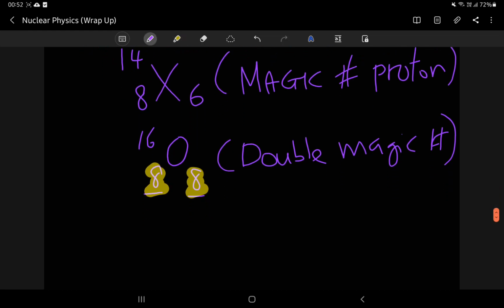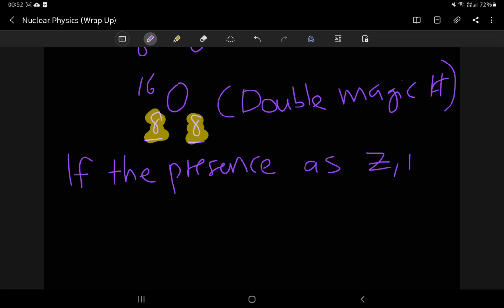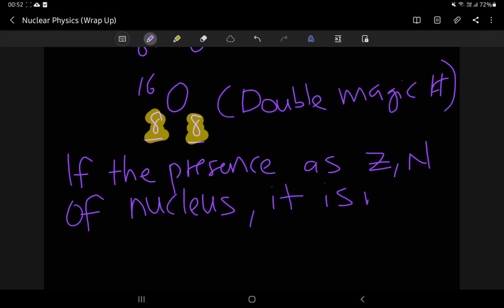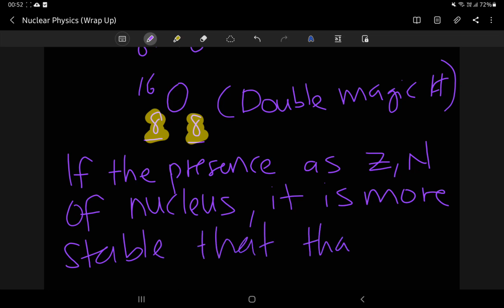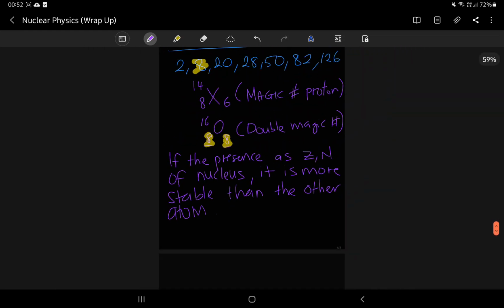So the importance of the magic number is that if a magic number is present as the proton number or the neutron number of the nucleus, it is more stable than the other atoms not having it. So double magic means double stability.